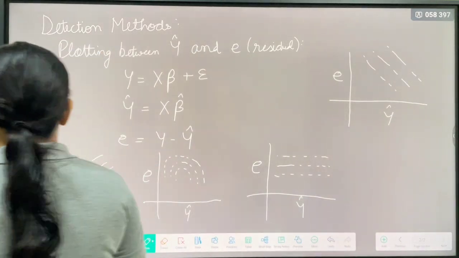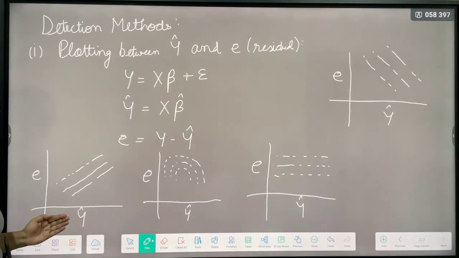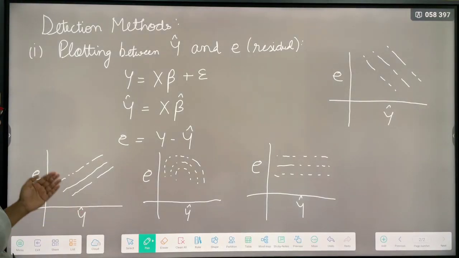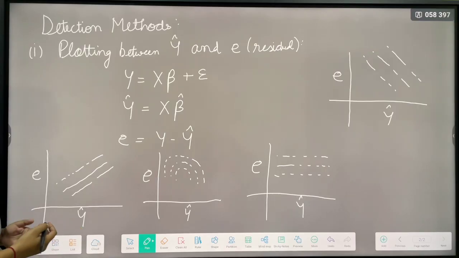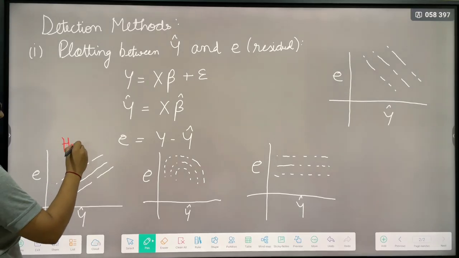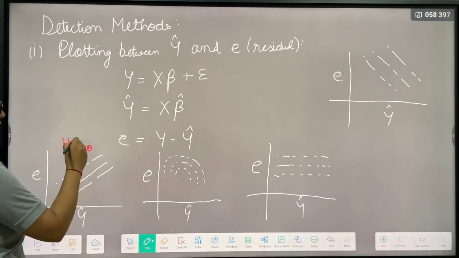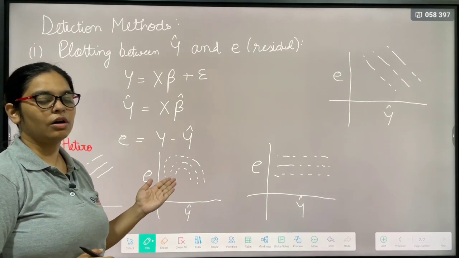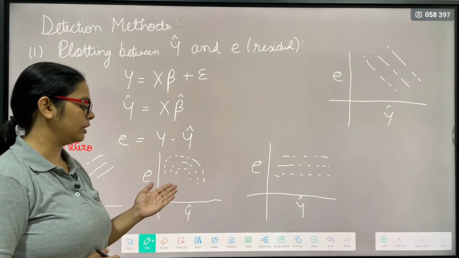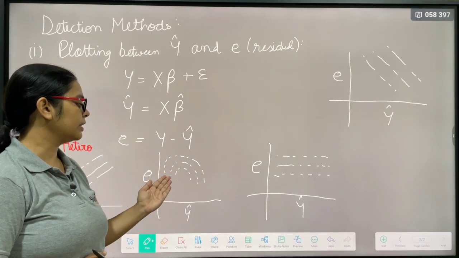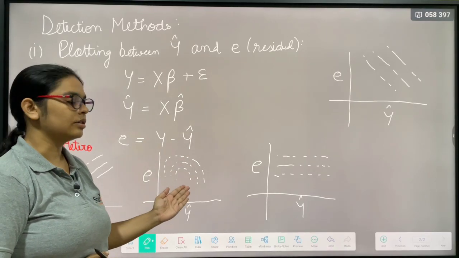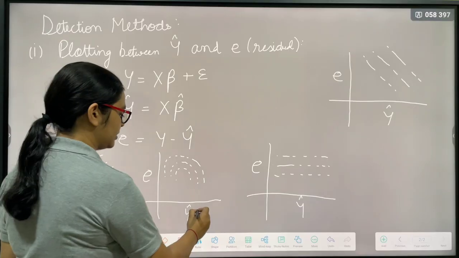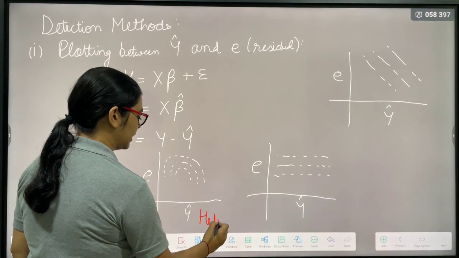so here we see that as y cap, the predicted value of y, is increasing, e is also increasing. So there is a change in variance, a large variability is present, and hence we can say that this is heteroscedastic. Then again, with the changing predicted value of y, firstly it increases and then decreases. So variability increases, and hence this is also a heteroscedastic model.